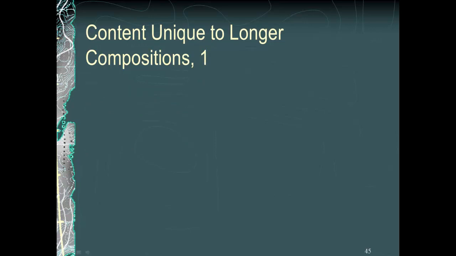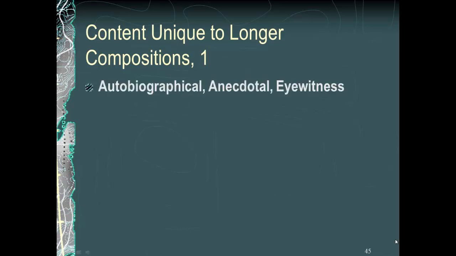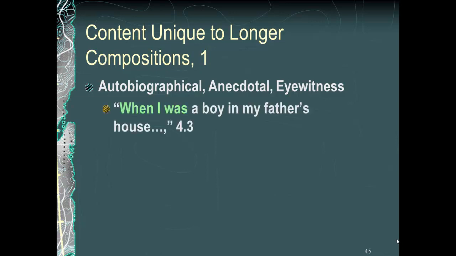Next, let's consider content that's unique to the longer compositions. There are a couple of items worth observing here. The first is that within longer compositions, periodically the sage will appeal to autobiographical, anecdotal, eyewitness material. Here's an example from chapter 4. When I was a boy in my father's house, this is autobiographical.